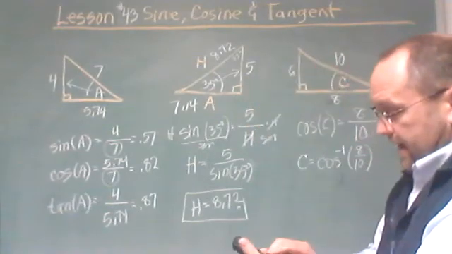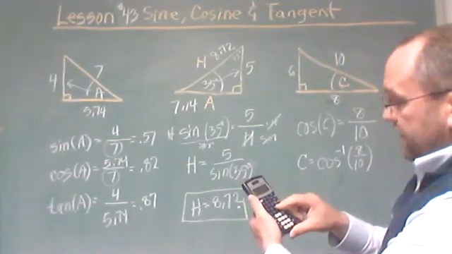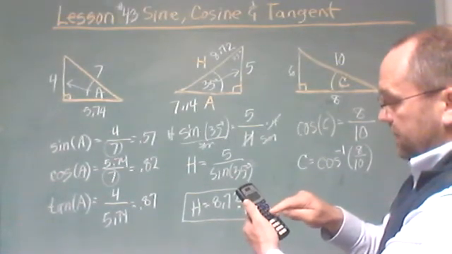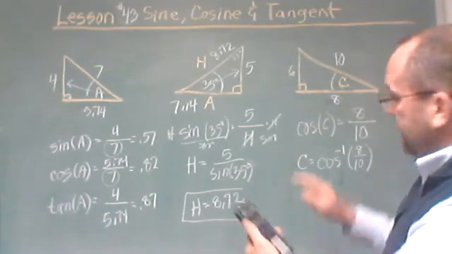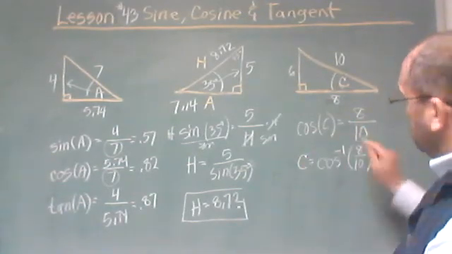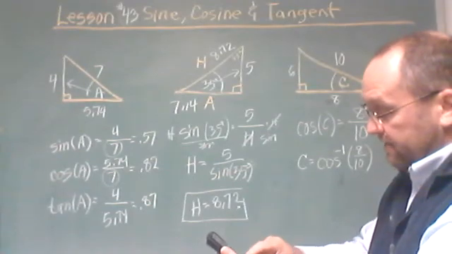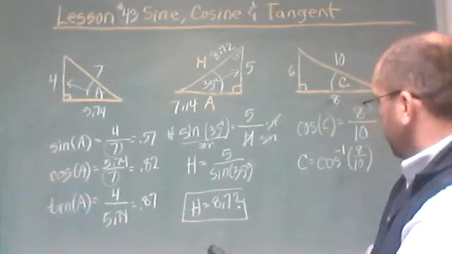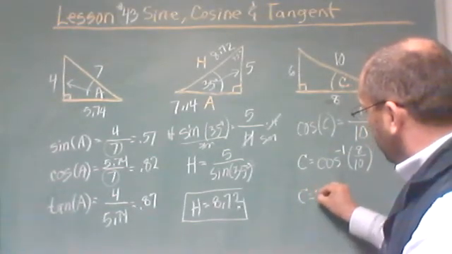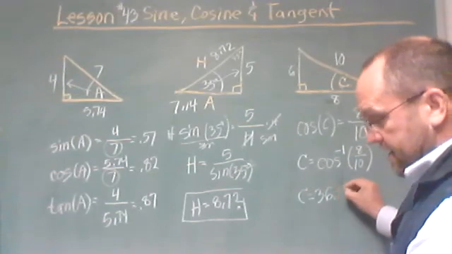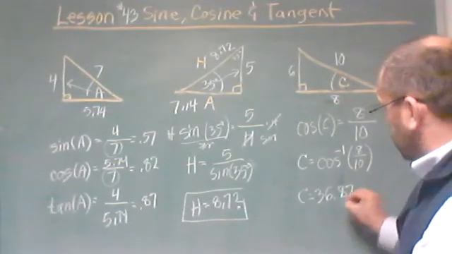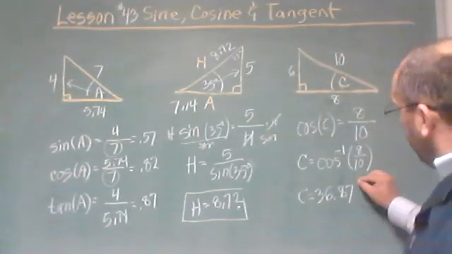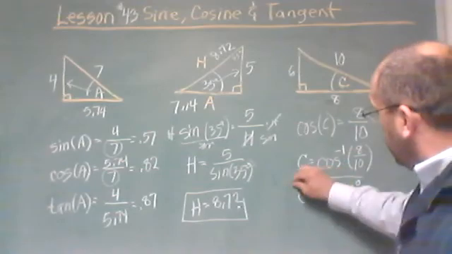So how do I do that? Well, on mine, for the inverse cosine function, I have to hit the second function button and then hit the cosine button. That will give me the inverse cosine, and then it gives me a parentheses, and I just type in that ratio, 8 divided by 10. I close the parentheses and hit equals. What does that give me? C equals 36.87. That's not a measurement of length, it's a measurement of angle. It's in degrees. So that is my answer.